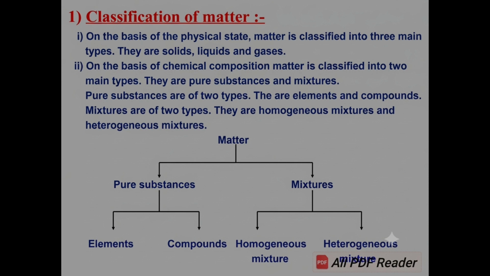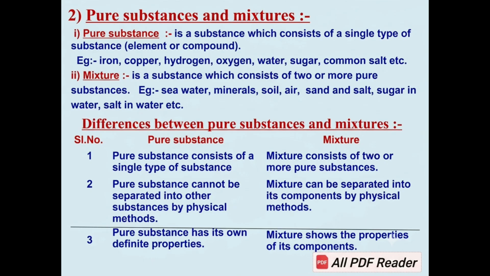First of all, you have to know that matter is classified into two types. One is pure substance, another one is mixture. Pure substance: elements and compounds. Mixture: homogeneous and heterogeneous mixtures. So let us see about all these topics one by one. Pure substance is again of two types. One is elements, another one is compounds.